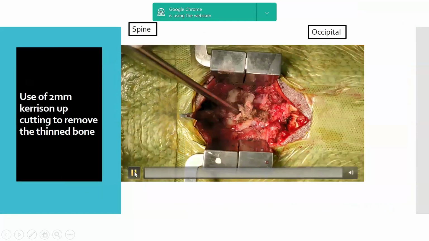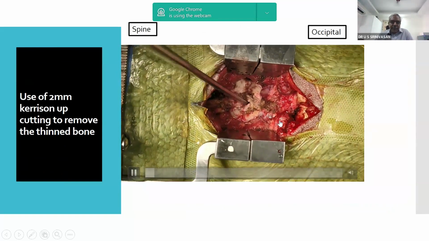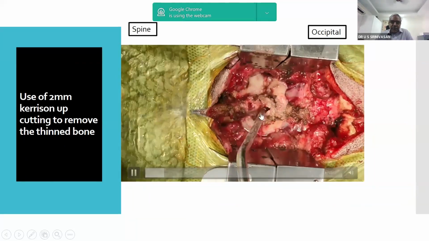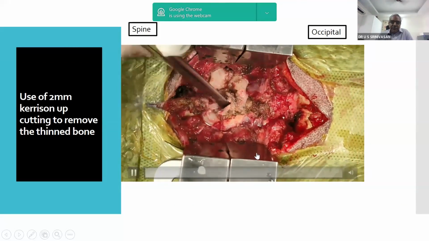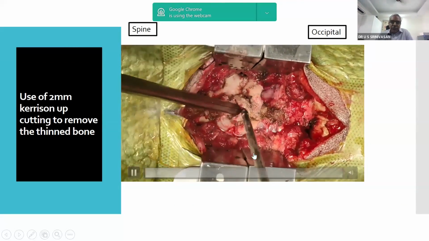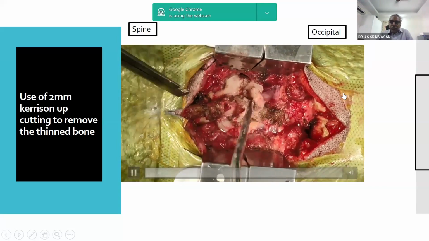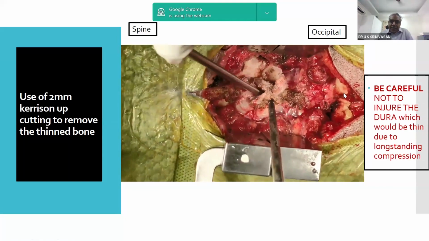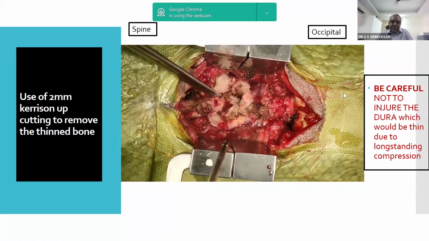Then at this stage, I bring my Kerrison punch and start removing the thinned out bone. Easily you can do it, using a 2 millimeter upcutting Kerrison punch. It is safe and everyone is used to it. The important thing to note is to be careful not to injure the dura because, due to long-standing compression, it could have been thinned out and there is a risk of injury.